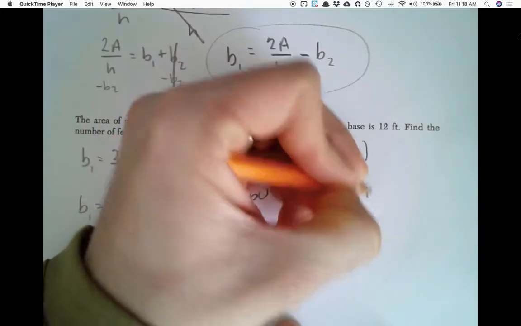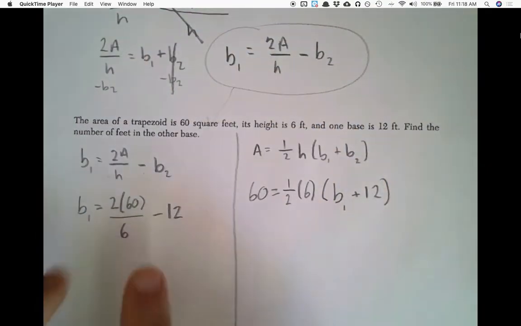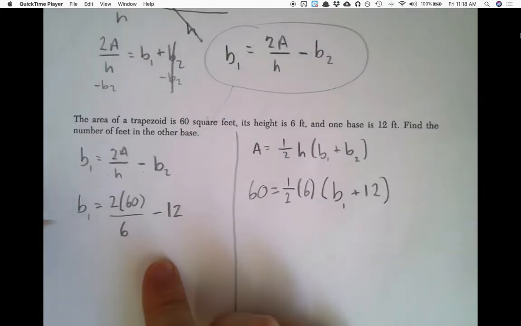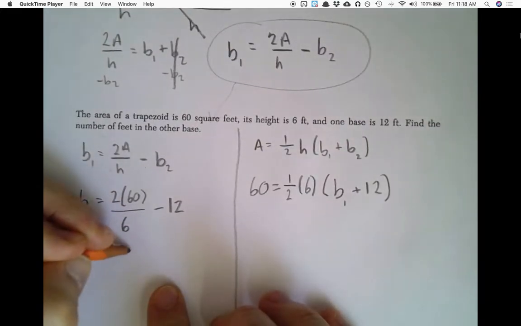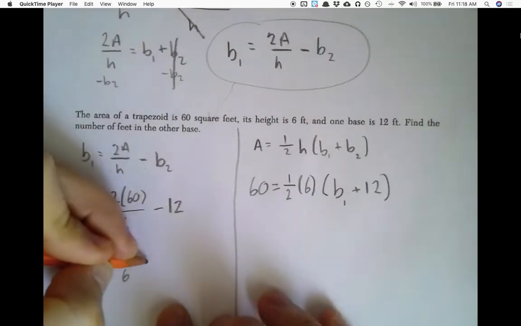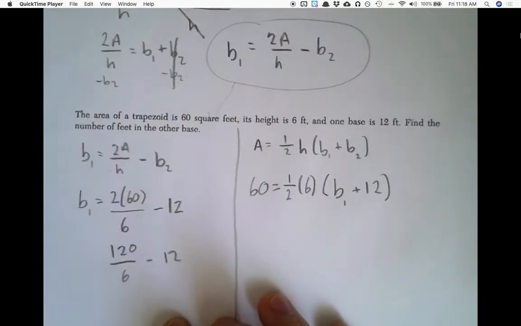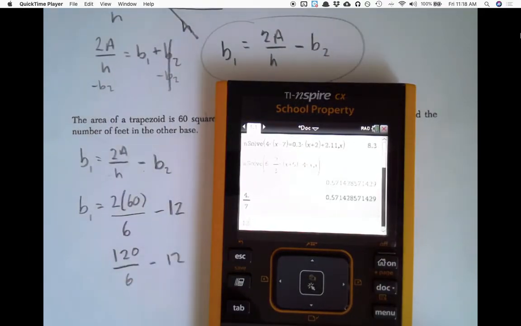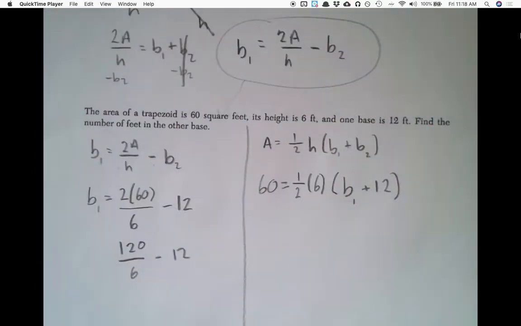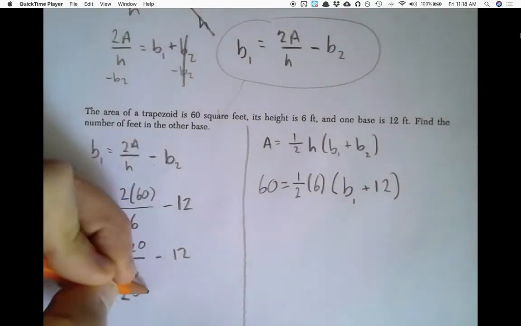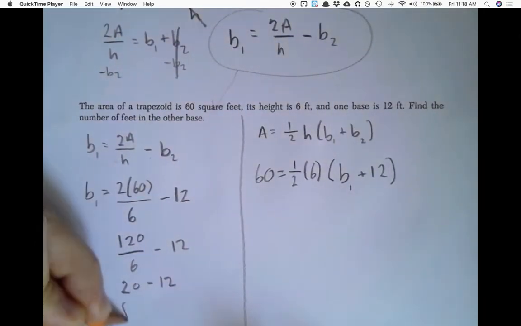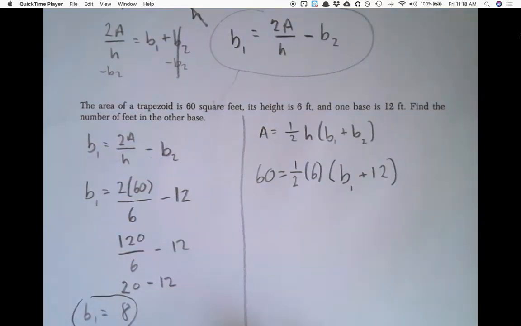Since I did B2 is 12, I might as well do B2 as 12 over here too. B1 plus 12. Here, there are no more inverse operations. I can just do the math here, right? 2 times 60 is 120 over 6, minus 12. No need to try too hard on that. Let's just do it. 120 over 6, that's 20. 20 minus 12. It looks like my base 1 is going to be 8.